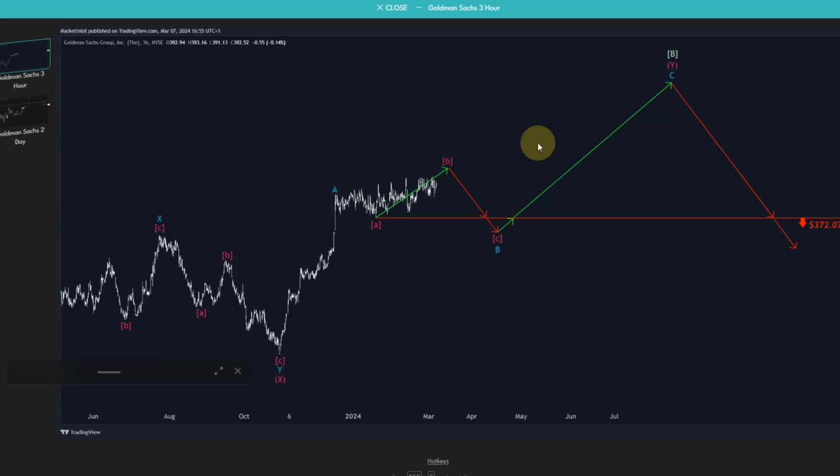The C wave itself, which is just one corrective structure within magenta wave Y, would consist of 5 waves to the upside. But at the moment, we likely haven't even started that C wave because this price structure here looks too choppy still, and it looks like a B wave in wave Y. So we have to be a little bit patient here until this correction is finally over, and then the C wave could send us north of $400.